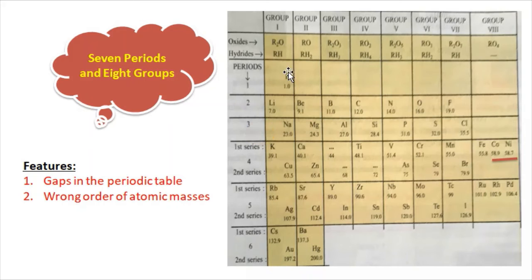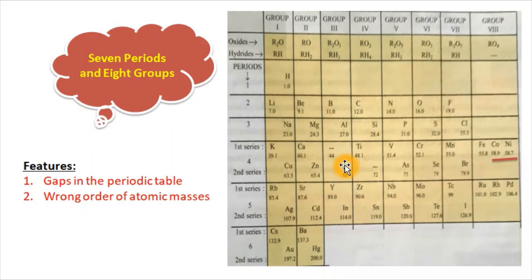Now the elements in each group, in each vertical column, are similar to one another in many properties. Okay, so it means similar properties are repeating periodically. It means he placed elements in such a way that the elements having similar properties fall under the same group. Okay, so there are 2 main features of his periodic table. One is the gaps in the periodic table. You can see here, gaps are left in his periodic table.